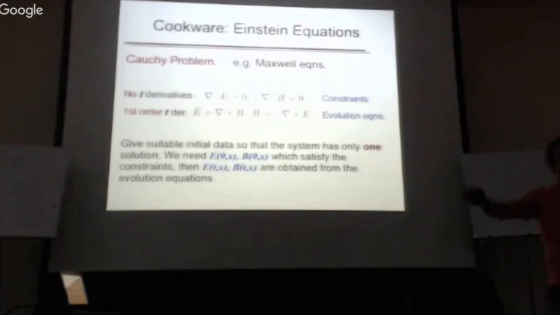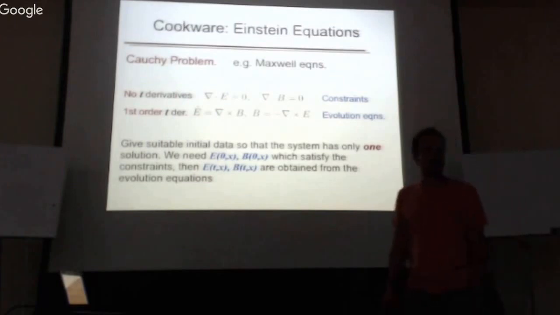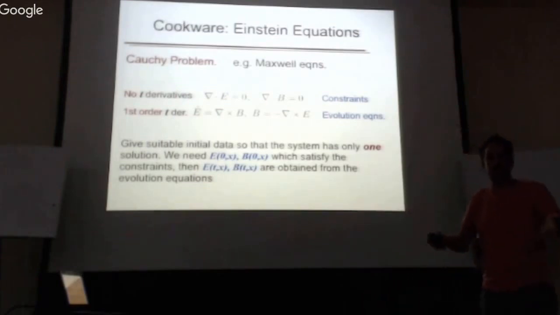and magnetic fields that fulfill those constraints. Well, then what I can prove is that the shape of the magnetic and electric field for later times is only given by the evolution equations. So we don't need to use the constraints again.